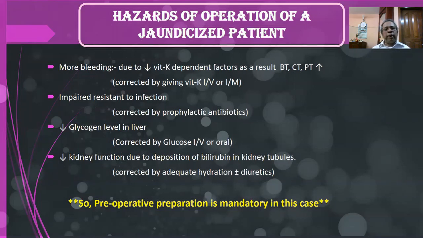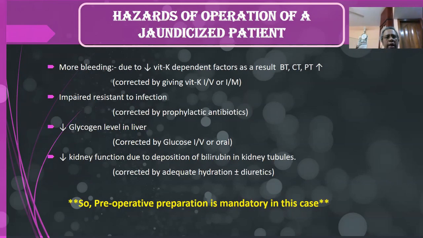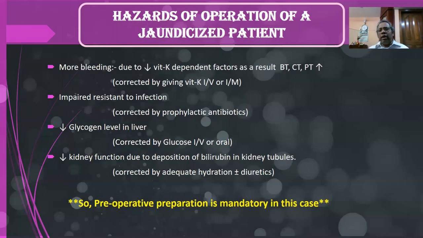For that reason, perioperatively you may start prophylactic antibiotics. The liver is sick, so there is less glycogen storage. Perioperatively you can infuse some glucose. And the kidney function is impaired due to the bilirubin, which is filtered through the kidney. It blocks the renal tubules. So if you give some forced diuresis, there is less chance of hepatorenal syndrome and renal failure development. So preoperative preparation is mandatory in these cases.